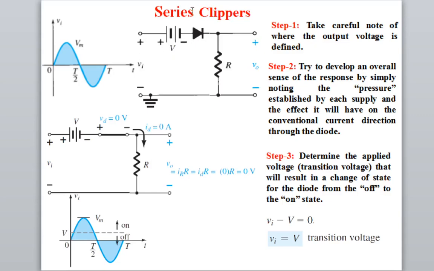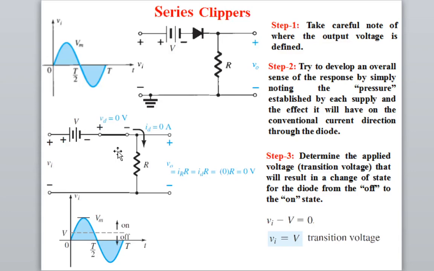As I discussed here, initially the diode was in reverse bias, and because of the applied voltage, if this voltage is greater than this voltage, then the diode will go in forward bias. If it goes in forward bias, then you will get a voltage across the output, equal to this voltage minus this voltage simply. If it is in reverse bias, there will be no current across the load, so no voltage drop across the output. So in the third step, you have to find out the transition voltage, at what voltage the diode changes its state from on to off, from conducting to non-conducting, from forward bias to reverse bias.